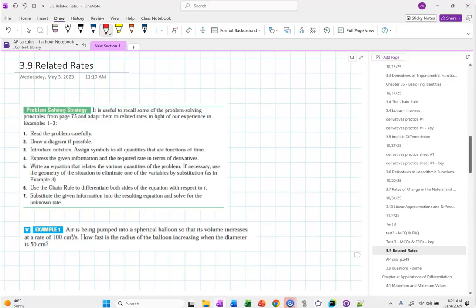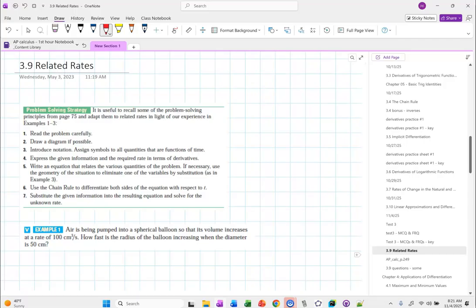Express given information and the required rate in terms of derivatives. That's part of naming, in my opinion. Write an equation that relates the various quantities of the problem. If necessary, use the geometry of the situation to eliminate one of the variables by substitution. We'll talk about examples like that, maybe not today, where we have to eliminate a variable. That's the most difficult version of this sort of problem.